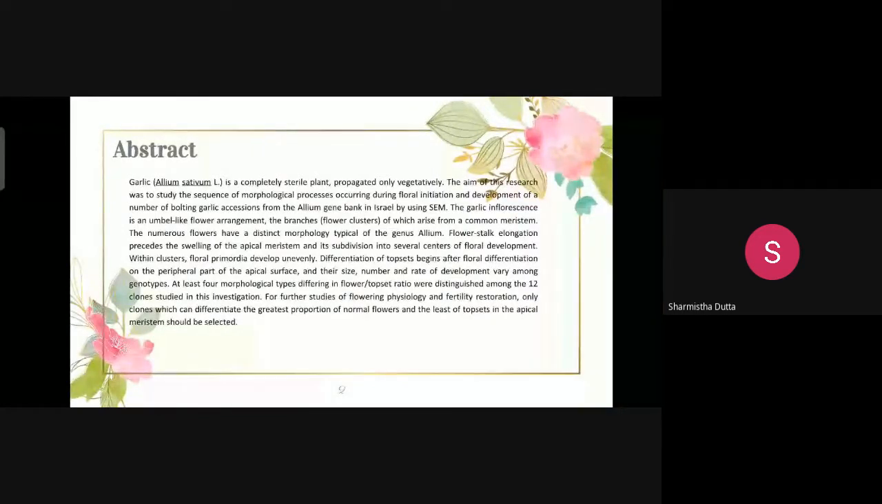The number of flowers have a distinct morphology typical of the genus Allium. Flower stalk elongation precedes the swelling of the apical meristem and its subdivision into several centers of floral development. Within the clusters, floral primordia develop unevenly. Differentiation of topsets begins after floral differentiation on the peripheral part of the apical surface, and the size, number, and rate of development vary among genotypes. At least 4 morphological types differing in flower or topset ratio were distinguished among the 12 clones studied in this investigation.